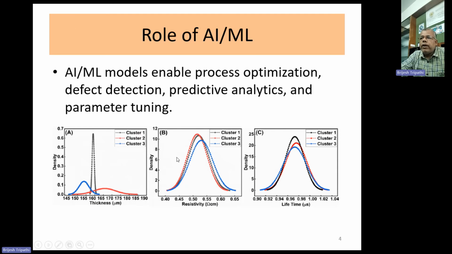Where we can apply artificial intelligence and machine learning is mentioned here. AI and ML enable process optimization, defect detection, and predictive analytics. We can predict some of the properties which are influencing the final results, and we can tune the parameters. Properties listed here are thickness of the wafer, resistivity, and carrier lifetime.